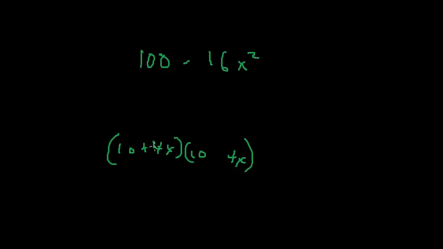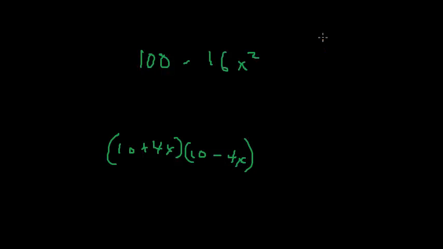We'll do 100 minus 16x squared. Now again, we have to recognize, is this a difference of two squares? So it is a difference, and our first term is a perfect square, and our last term is a perfect square. So taking the square root of the first term gives me 10 and 10, and my last term 4x and 4x. One is positive and one is negative. So this then is my factorization.